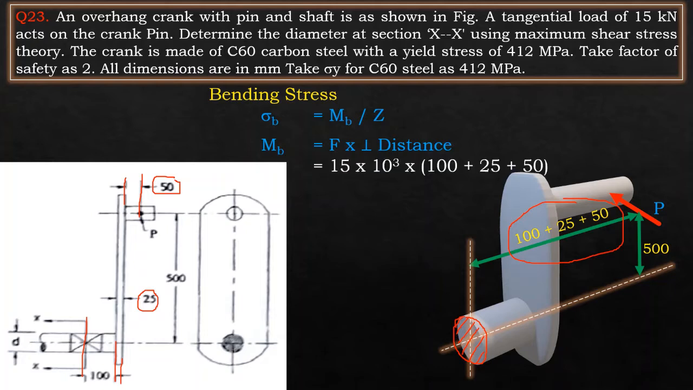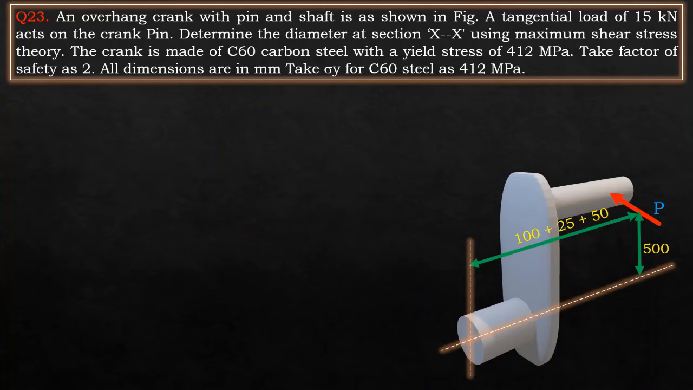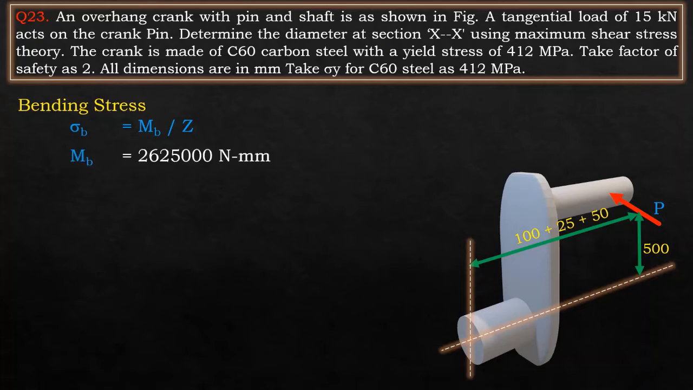Therefore, the load F is 15 into 10 power of 3 multiplied by the perpendicular distance, which is also otherwise known as eccentricity. Therefore, we will be obtaining the bending moment value as shown on the screen. Once we get the value of bending moment, we will be trying to find the bending stress. Sigma b is equal to Mb by Z. Z for a circular shaft is given by pi d cube by 32.